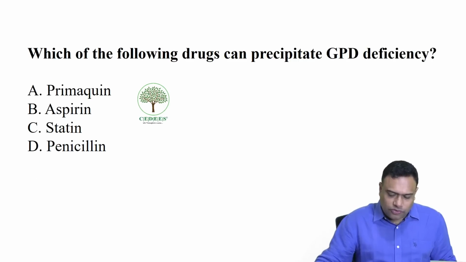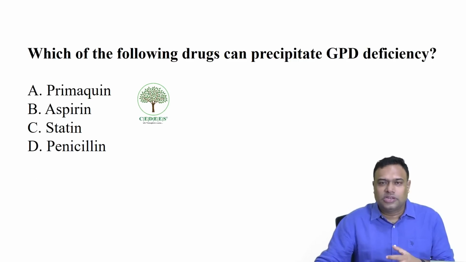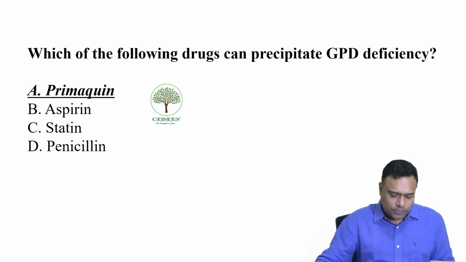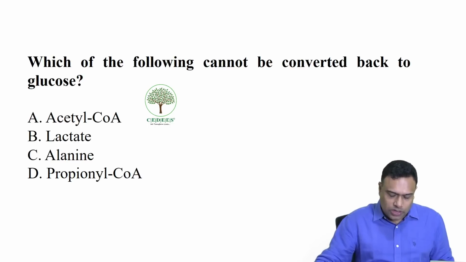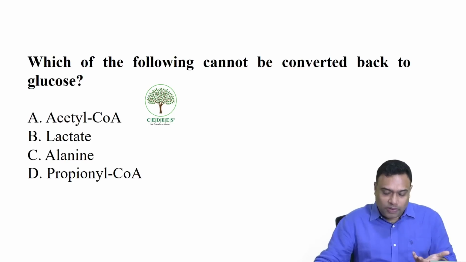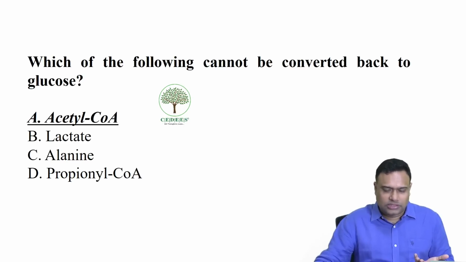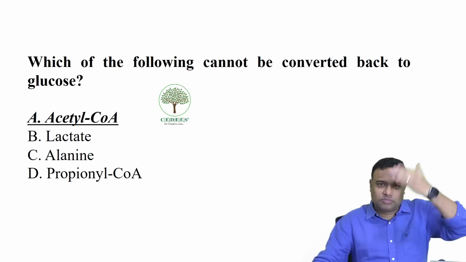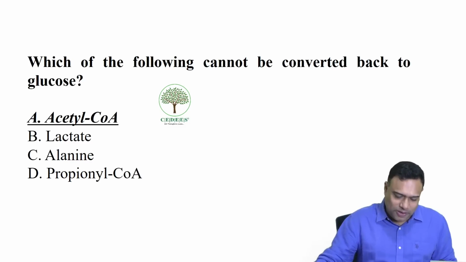Next, which of the following can precipitate a G6PD deficiency? As I've said, it is primaquine. Most important is primaquine, antimalarial drug. What cannot be converted back to glucose? The answer is acetyl-CoA, because of that particular step, pyruvate to acetyl-CoA.